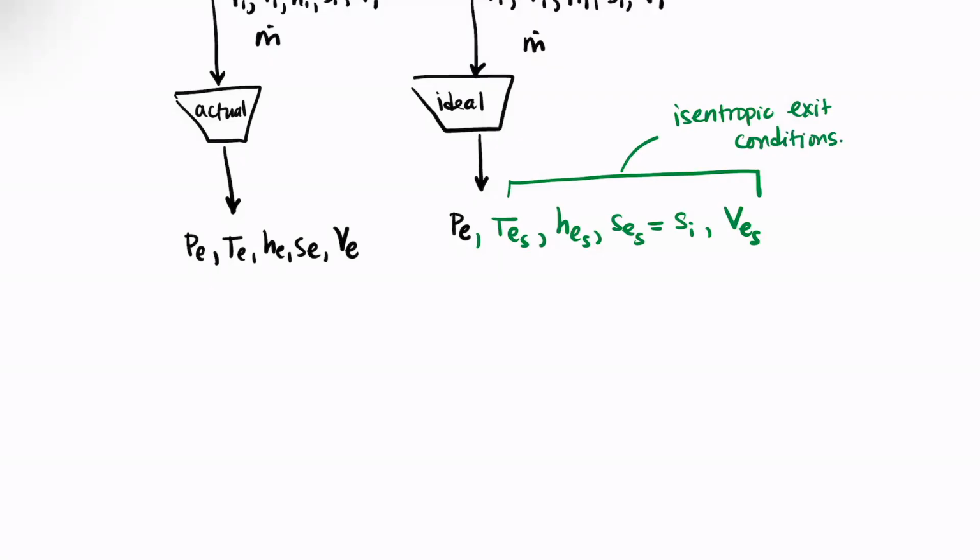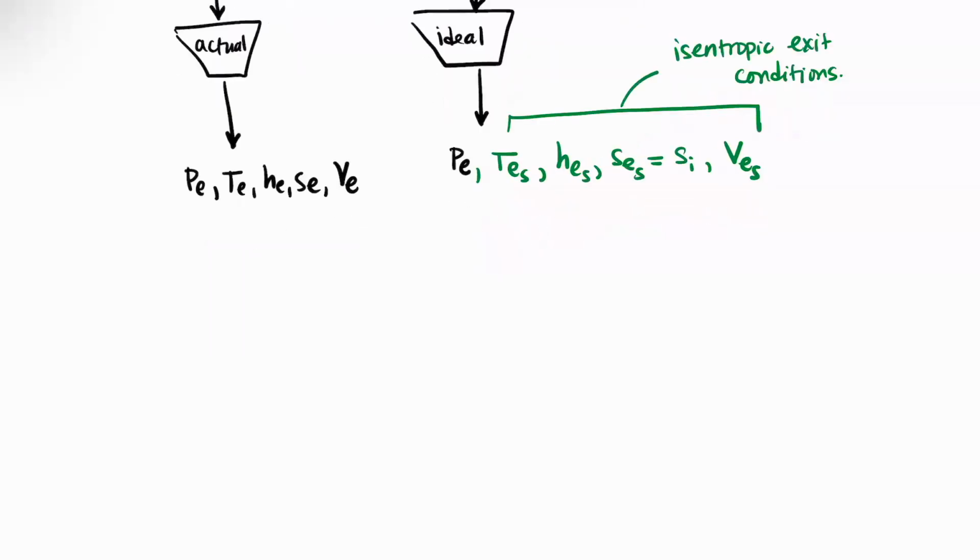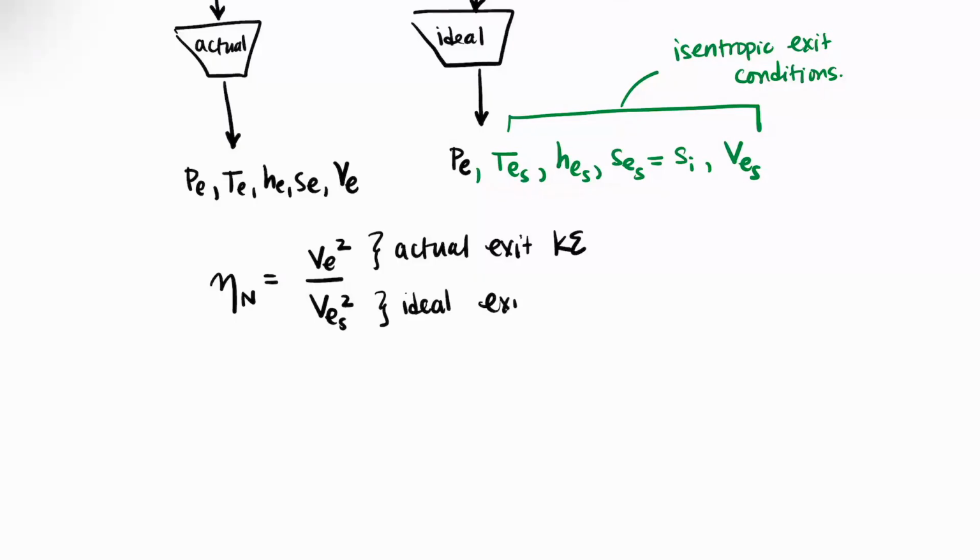Nozzles don't have any work input or output, okay? So if we want to find the efficiency of a nozzle, we take a ratio of the kinetic energies. We have the actual kinetic energy at the exit divided by the isentropic kinetic energy at the exit, with the idea being that an ideal system is going to accelerate the fluid more than an actual system. So this one is the actual exit kinetic energy, and this is our ideal exit kinetic energy.